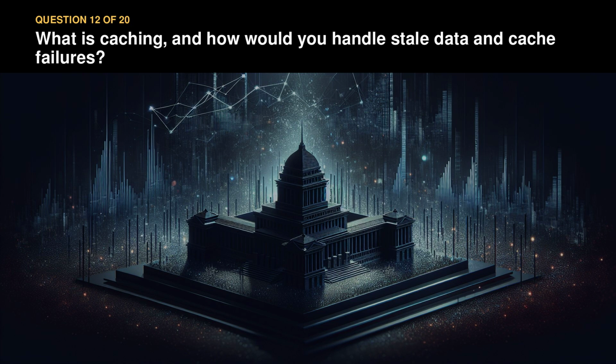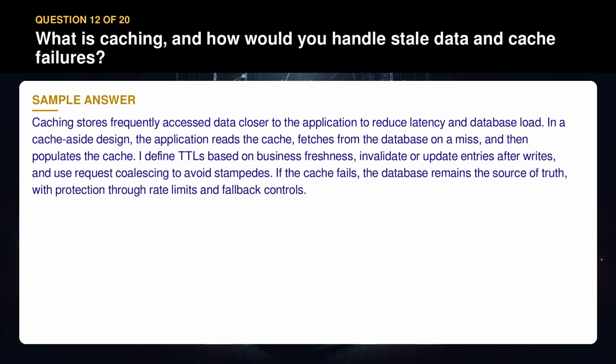Question 12. What is caching, and how would you handle stale data and cache failures? Caching stores frequently accessed data closer to the application to reduce latency and database load. In a cache-aside design, the application reads the cache, fetches from the database on a miss, and then populates the cache. I define TTLs based on business freshness, invalidate or update entries after writes, and use request coalescing to avoid stampedes. If the cache fails, the database remains the source of truth, with protection through rate limits and fallback controls.